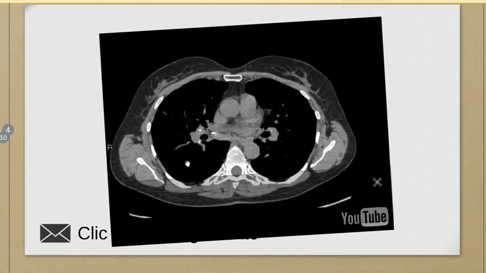An axial CT scan image from the same patient, a bit below the carina, and you can see calcified lymph nodes. You can see calcification here, and you can see calcification here. These are enlarged calcified lymph nodes.